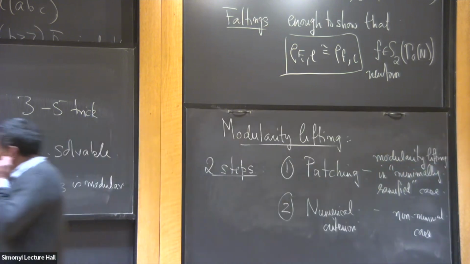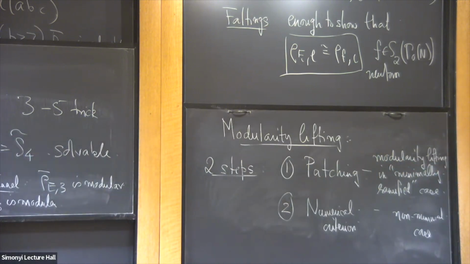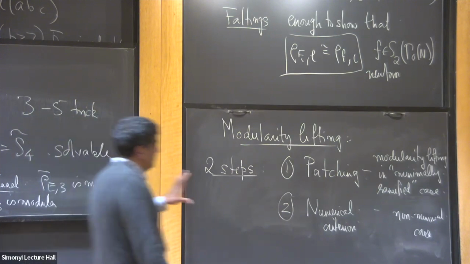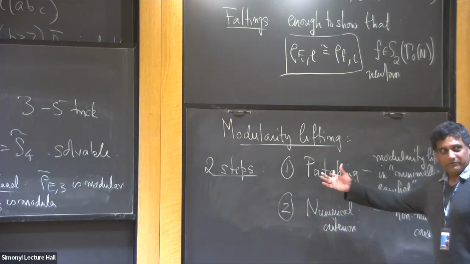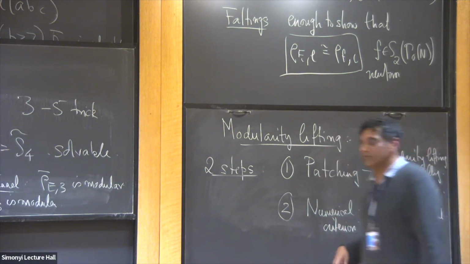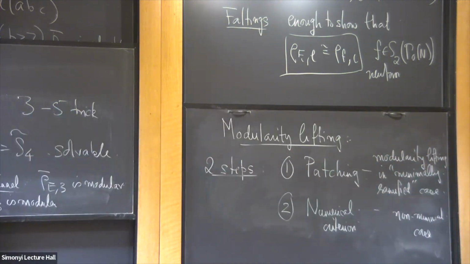Both arguments rely upon innovations in commutative algebra, motivated by number theory. So one of the main things we are going to do is some new commutative algebra, which then has some dividends for R equals T. That is, develop the numerical criterion of Wiles and then Diamond to higher dimension.